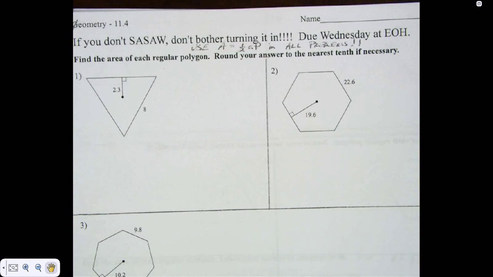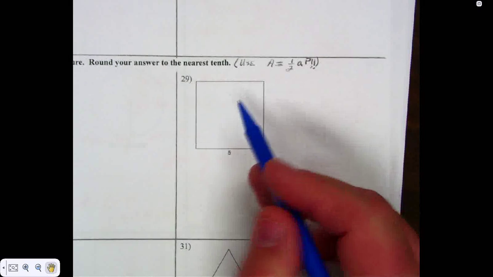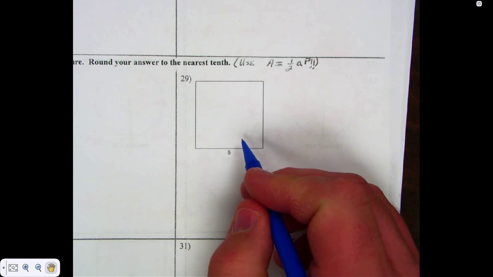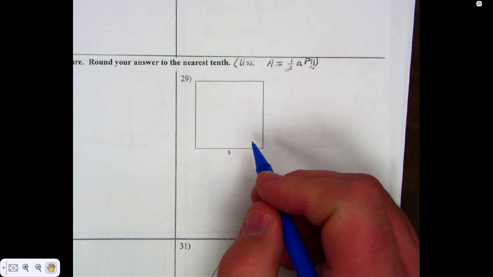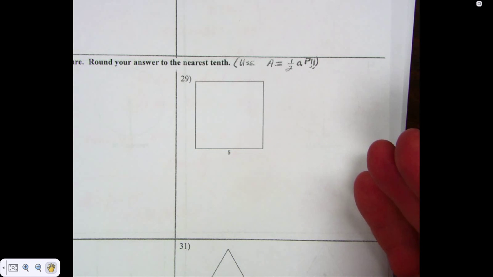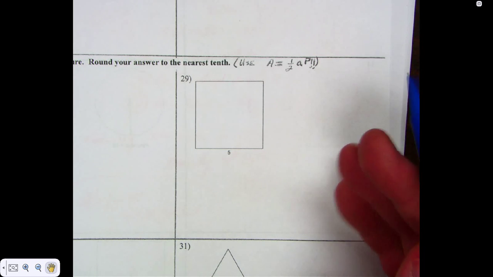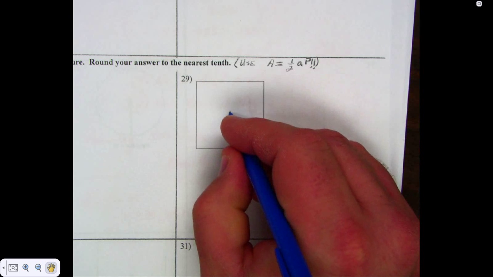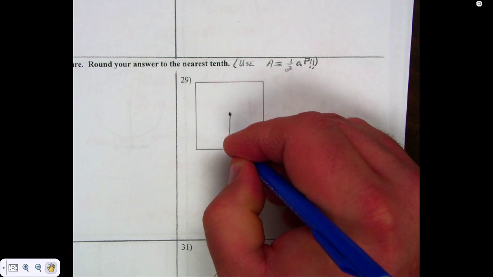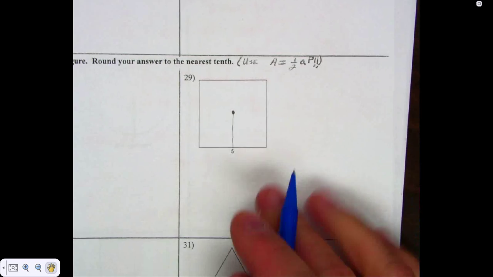Guys, I don't want you working. I want you doing the examples with me. Because I'm aware that on number 29, if that's 5, what's the width? 5. You know the area here should be what? 25. 5 times 5, right? But this piece of paper is not here. And let's look at number 28.